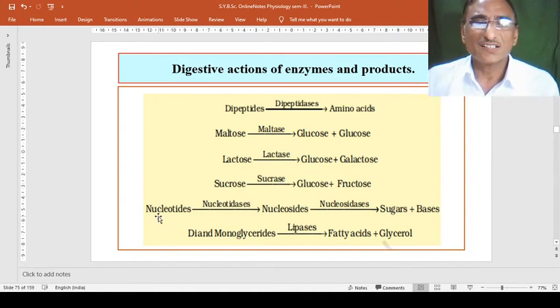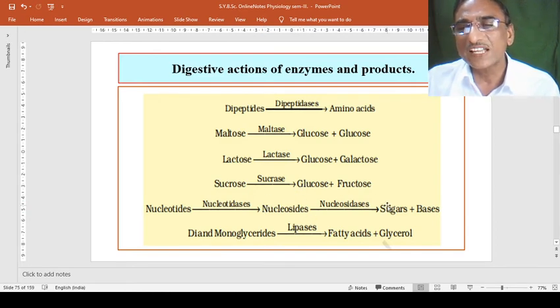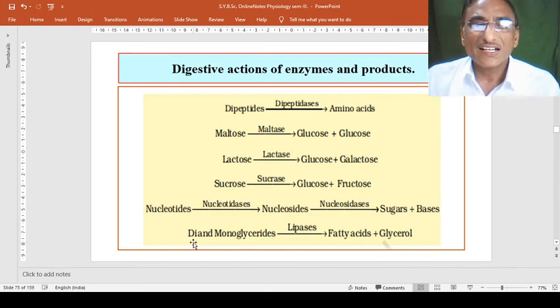And nucleotides, we have seen, are converted into nucleosides in the presence of nucleotidases, and nucleosides are converted into sugars and bases in the presence of nucleosidases. So nucleotide, nucleoside, these are different words. And di and mono: di means double and mono means single. Di and monoglycerides are converted into fatty acids and glycerol. This is a simple digestion of fat in the presence of the enzyme lipase. Enzymes which digest lipids are called lipases.